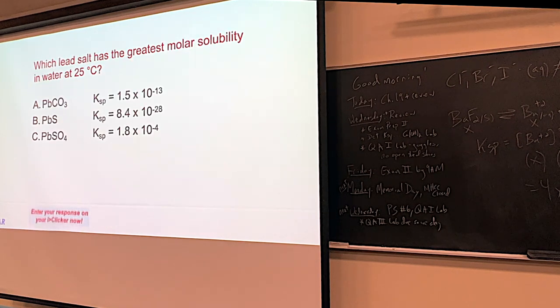Okay. So here are 3 lead compounds, and lead is usually not super soluble. And we know that these 3 are all insoluble because they all have Ksps, equilibrium constants, less than 1. Remember, every time you have a Ksp, the solid is the reactant, and the ions that go into it are the products. So in this question, it says, which of these lead salts has the greatest solubility in water? So see if you can figure out which one of those would be the best answer.